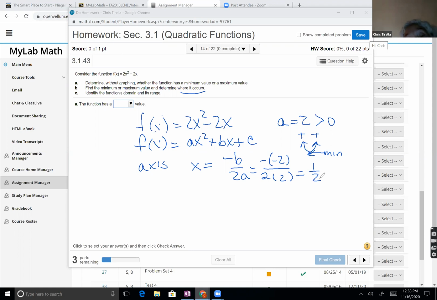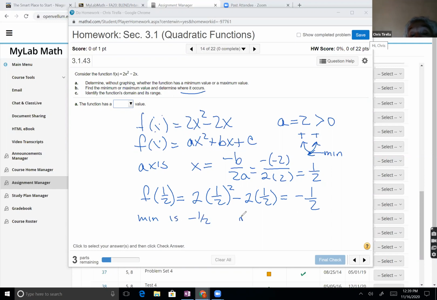So it occurs when x equals a half, and the minimum value would be what I get when I plug that x value of a half into my function. So f of a half is 2 times a half squared minus 2 times a half, which would be a half minus 1, which is negative 1/2. The minimum value is negative 1/2, and it occurs at x equals 1/2.